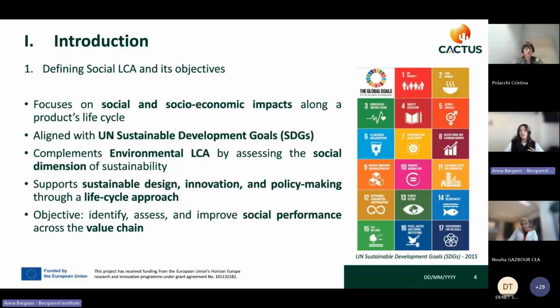It can help integrate social sustainability into design and also into policy making. It's important to note that contrary to environmental LCA, social LCA is currently not a mandatory reporting requirement. It remains today a voluntary tool. It's used mainly to guide businesses and also support responsible decisions.